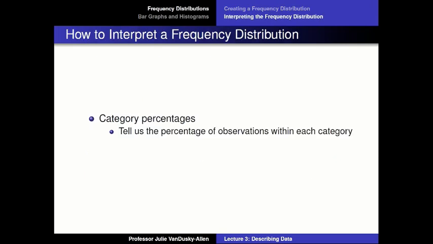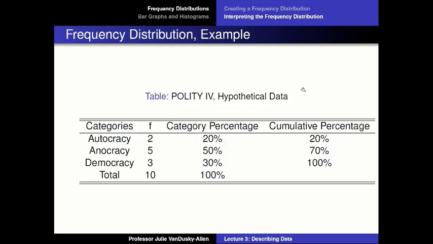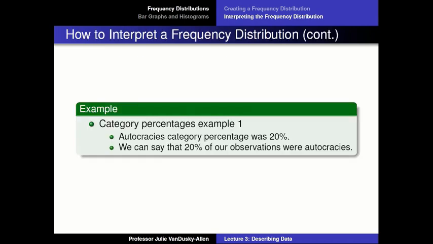Now I'm going to show you how to interpret a frequency distribution. The information in the category percentages column can tell you the percentage of observations within the variable that fit within each category. So for example, the autocracies category percentage was 20% here. So we can say that 20% of our observations were autocracies.